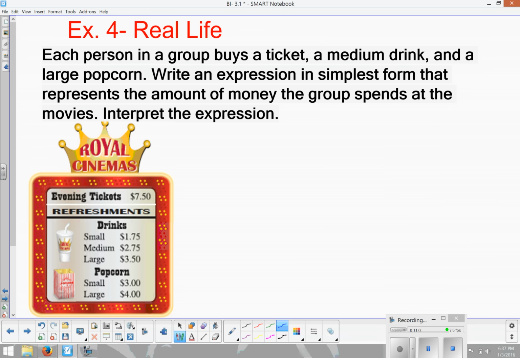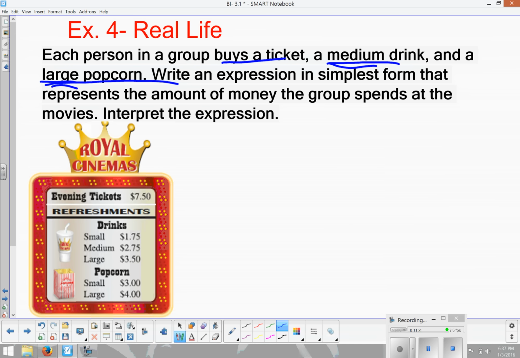Okay, example 4 is a real life example. So I'm going to go ahead and have you read this, follow along with me as I read out loud this story problem. Each person in a group buys a ticket, a medium drink, and a large popcorn. So medium drink, large popcorn. Write an expression in simplest form that represents the amount of money the group spends at the movies.